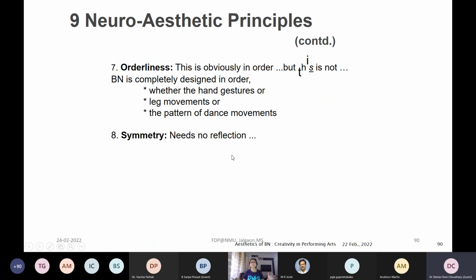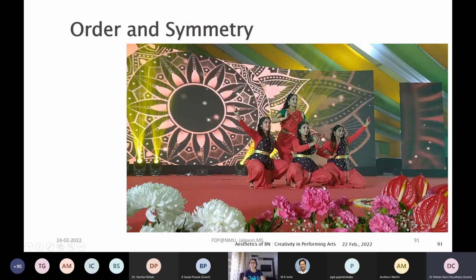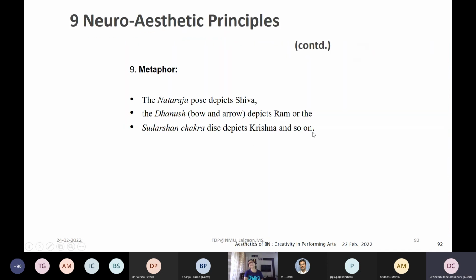And symmetry: anything which is in symmetry. You remember Anga Shuddhi, which I showed you, of Adavus? You have to be in symmetry, which looks beautiful. So this is order and symmetry, where the dancers are in complete sync and it looks really attractive. And the last one, metaphor. What is a metaphor? The Nataraja pose always depicts Shiva. The bow depicts Rama, or the Sudarshan Chakra depicts Krishna. All these are meanings and metaphors which bring out the aesthetics in dance.